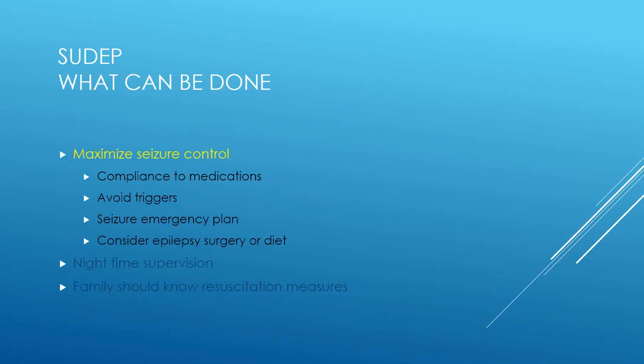So what can be done? The most important thing is to maximize seizure control, so to stay compliant to medications, to avoid triggers, to have seizure emergency plans, and to consider epilepsy surgery or diet if the medications are not working. Nighttime supervision seems to be helpful, and families should know resuscitation measures, although we are not certain whether the terminal event is reversible or not.